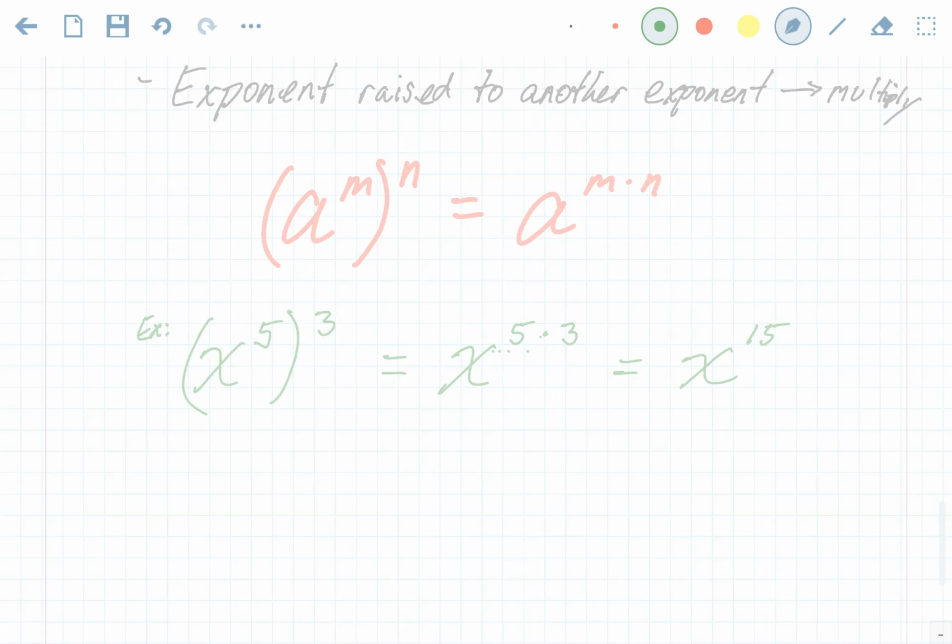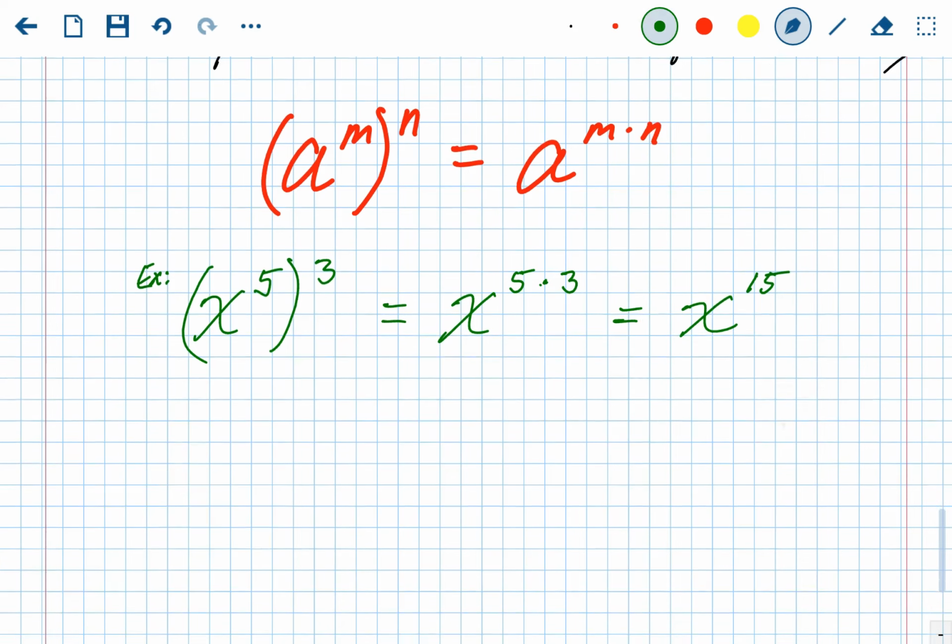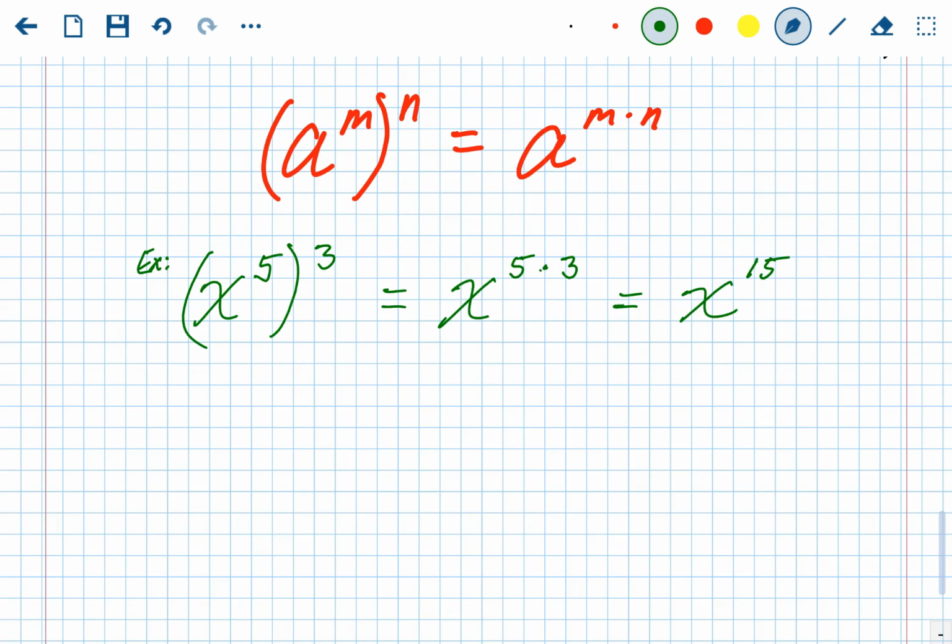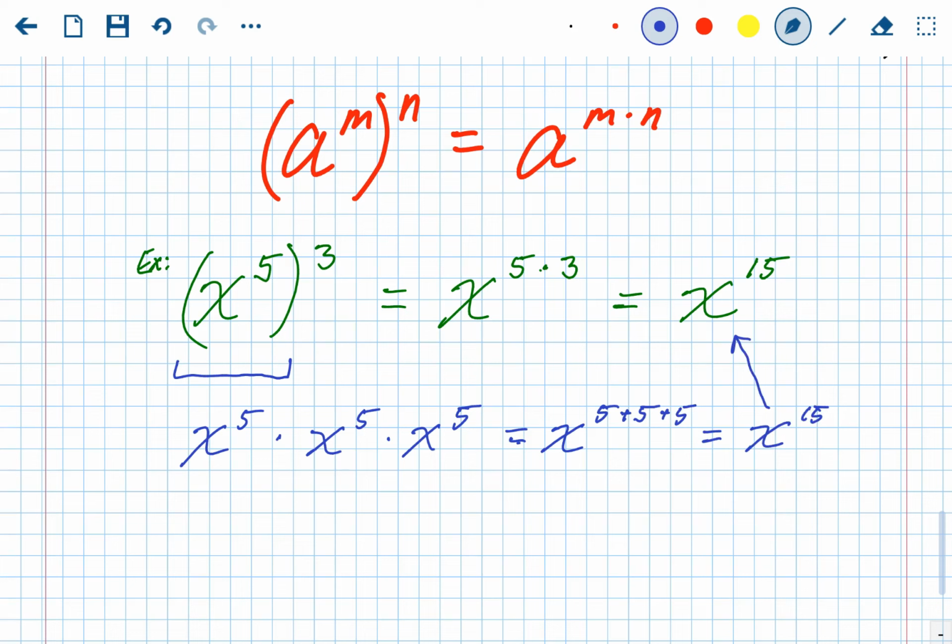So why does this one work? Well, instead of thinking of this as a power, we could go back to the definition of an exponent. X to the fifth raised to the third, we could think of x to the fifth as our full base. So we really have x to the fifth as our base raised to the third power. By the definition of an exponent, it means x to the fifth times x to the fifth times x to the fifth. And this is the same base being multiplied together. This is just the product rule, which states that we have to add all those exponents together. 5 plus 5 plus 5 is x to the 15th power, which is the same thing the power rule told us.